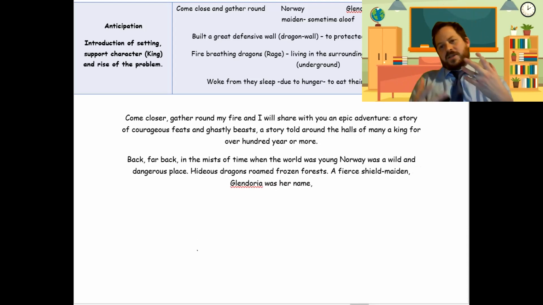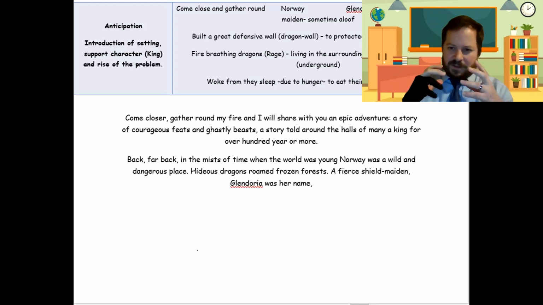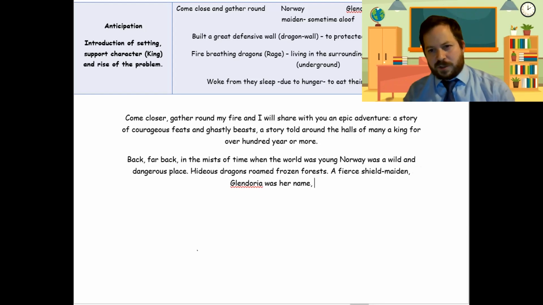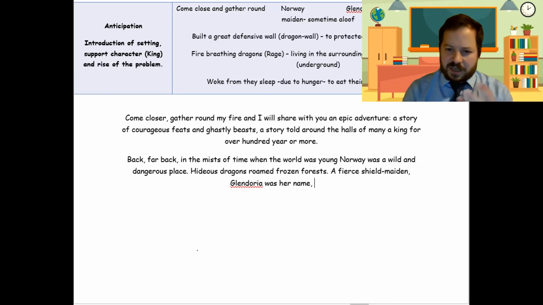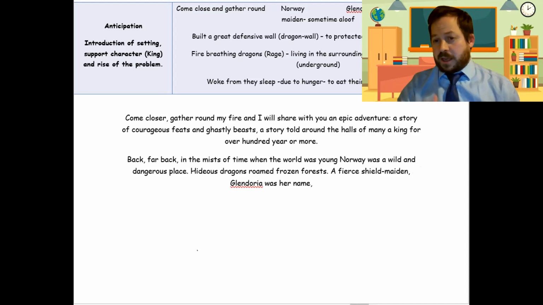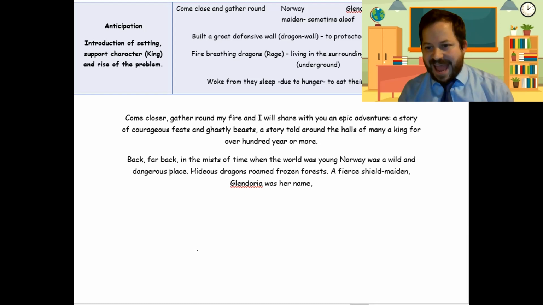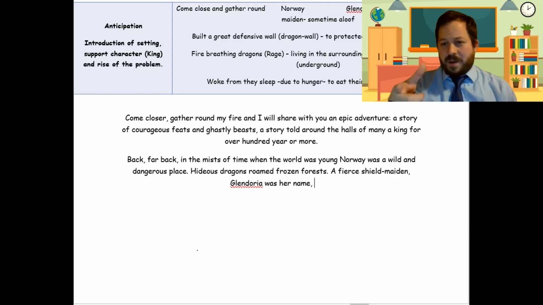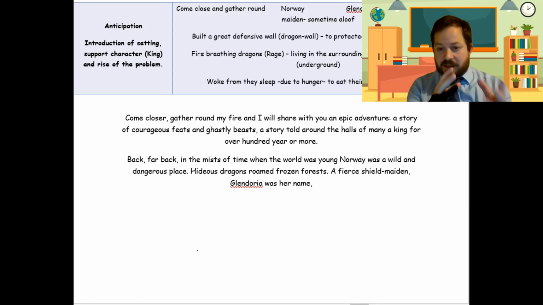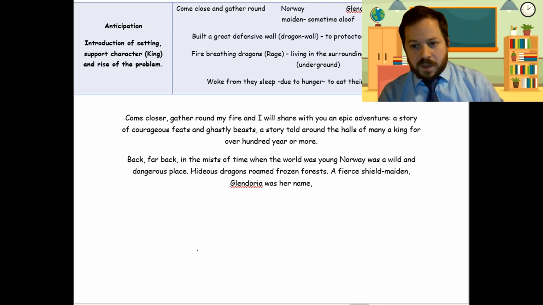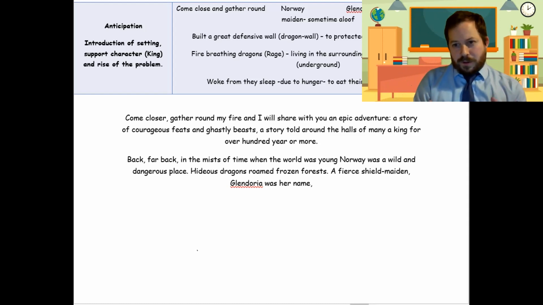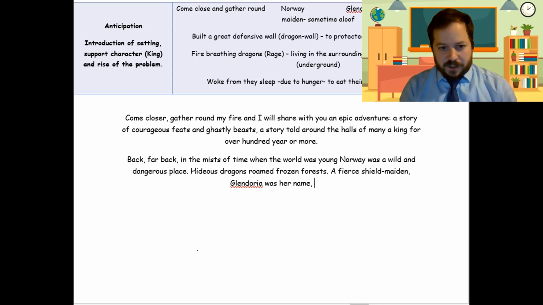And what we're trying to do is we're still trying to keep it in the phrasing of how stories would have been told in Anglo-Saxon time. So we're just trying to add that in as we go along in order to make it more like we're writing it at that time rather than in the style that we write it now. Remember, we came up with loads of names that we could have used, but they didn't sound Anglo-Saxon enough to make them work where we're going to use it. So a fierce shield maiden, Glendora was her name.